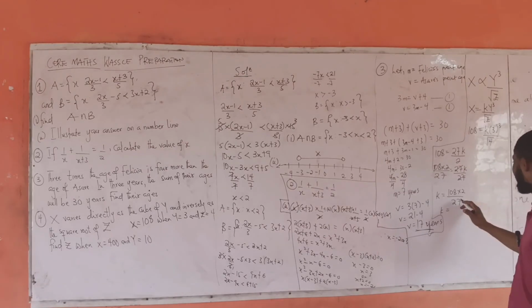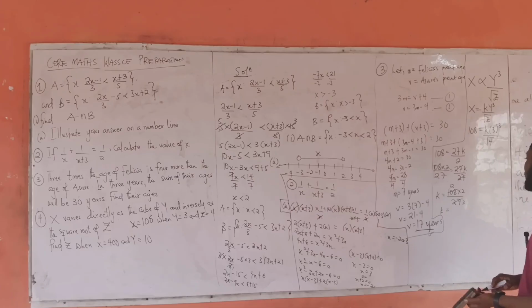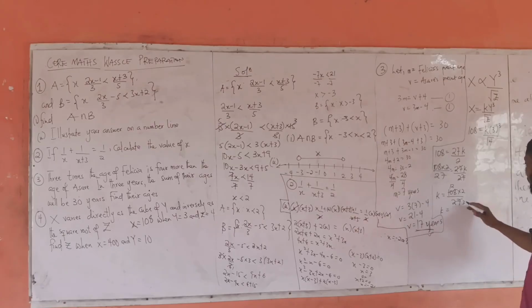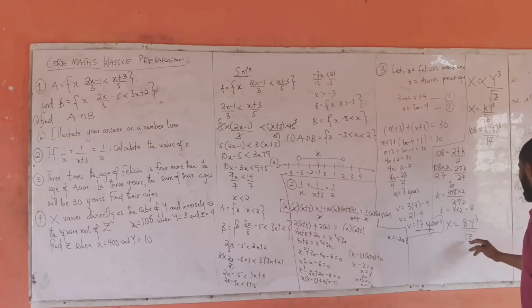Yeah, so 9 goes here 3, 9 goes here 12. That would be 9 times 12. 9, 99, 108. Yes, so 3 here, 1, 3 here, 4. 4 times 2, that would give us 8. Now we know k is equal to 8, so we say x now is equal to 8y power 3 all over root of z.